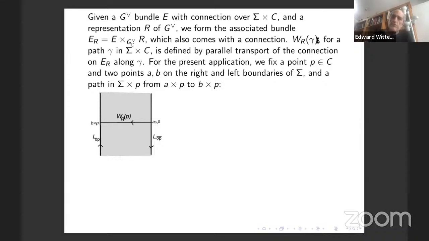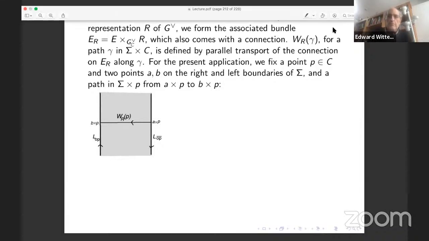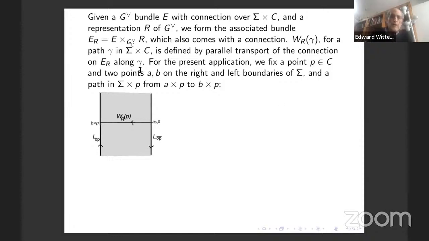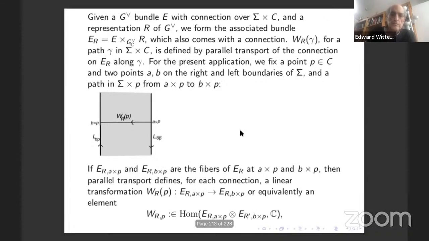For the present application, we pick a point P in C, and we take two points A and B on the right and left boundaries. And we take a path in sigma times P that goes from A times P to B times P. We can just draw a horizontal straight line in the two-dimensional picture. It lives at a point in the hidden two manifold.